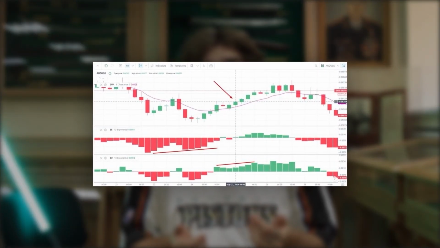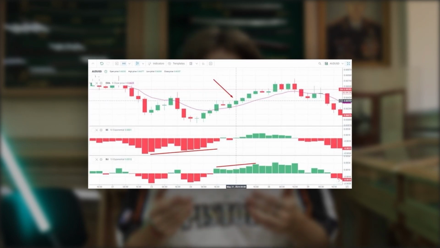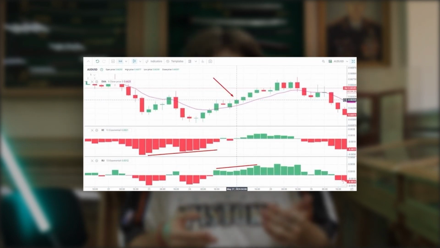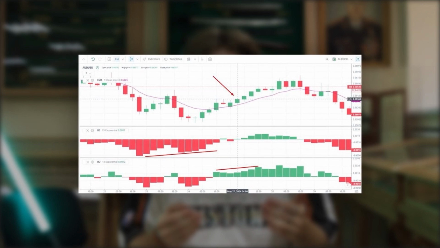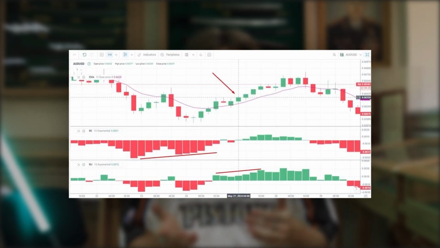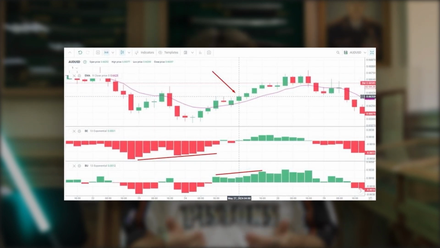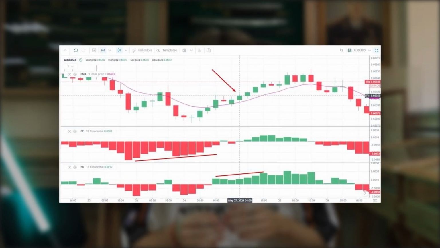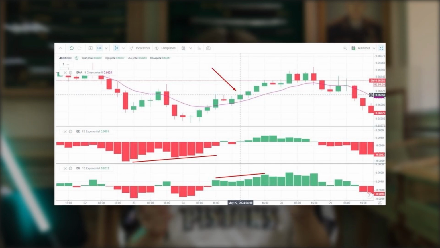The essence of the strategy is as follows. If a price crosses a moving average from below and the trend indicator is directed upwards, it's an uptrend signal. If a price crosses MA from above and the trend indicator is moving downwards, it's a signal of a downward trend. Oscillator confirms the signal.